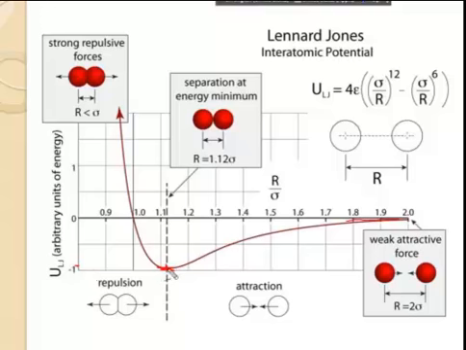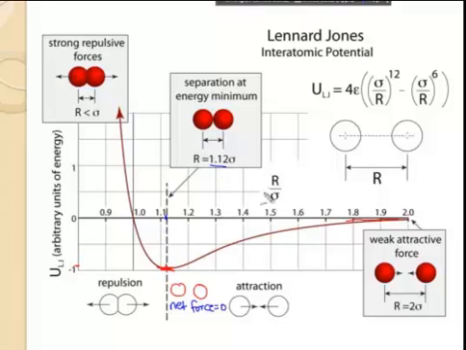Now at this point, the two particles are at an optimum distance. It is at a distance in which they're not interacting at all. They're not producing any force on each other. So the net force at this point is 0. There is no attraction, no repulsion. And at what distance is this? Arbitrarily, this example is at 1.12.